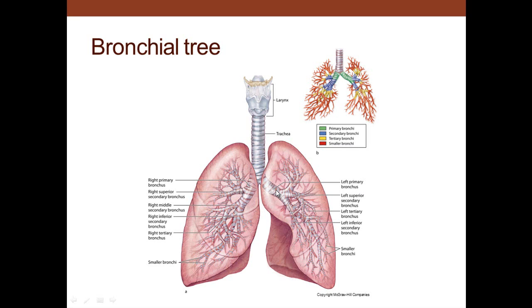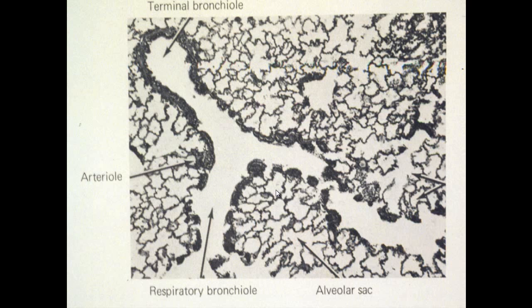And all this branching and branching and branching is really the conducting portion of the respiratory system, even within the lungs itself. Finally, you get to terminal bronchioles, and then from there you get a respiratory bronchiole that has little outpocketings. We can see that these outpocketings here are the respiratory bronchioles, alveolar sacs, alveolar ducts that we see through there. This would be the respiratory bronchiole going through there, terminal respiratory, and each one of these little ones is an alveolus.